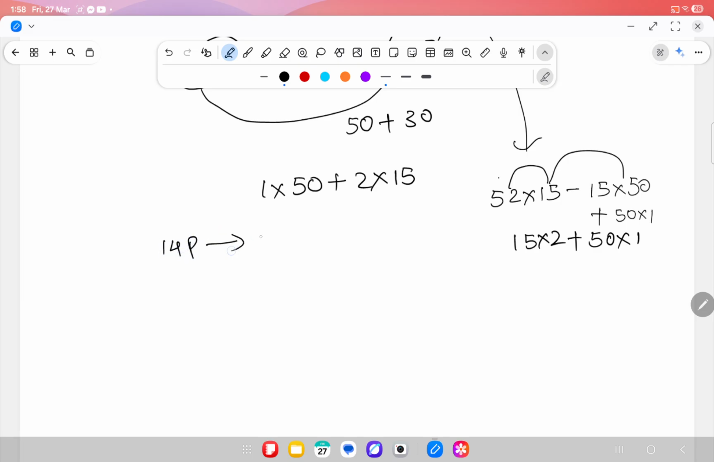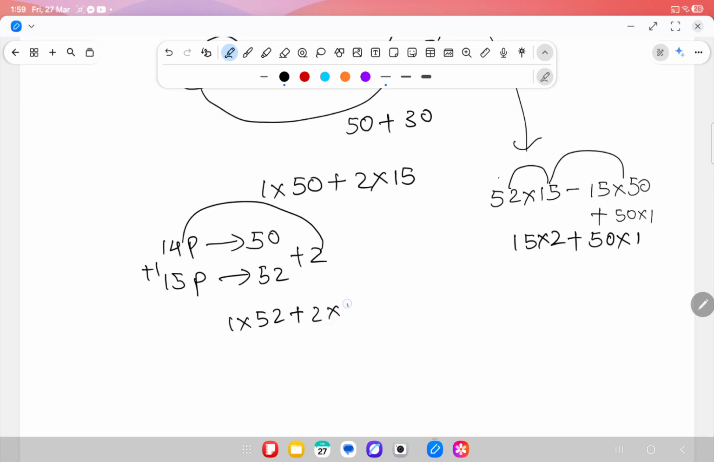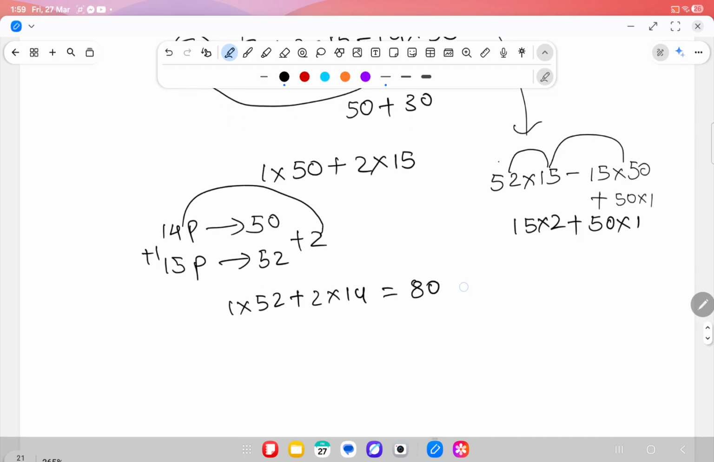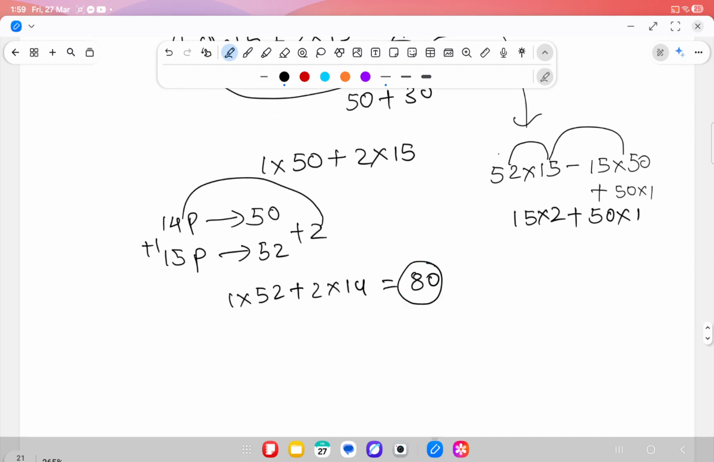14 people, average is 50. When a person joined, the average became 52. Even this increased, even this increased. Then what happened? 1 into 52 plus 2 into 14 will give 80. Okay, we can do this directly. See, here also we got 80, and here also we will get 80.